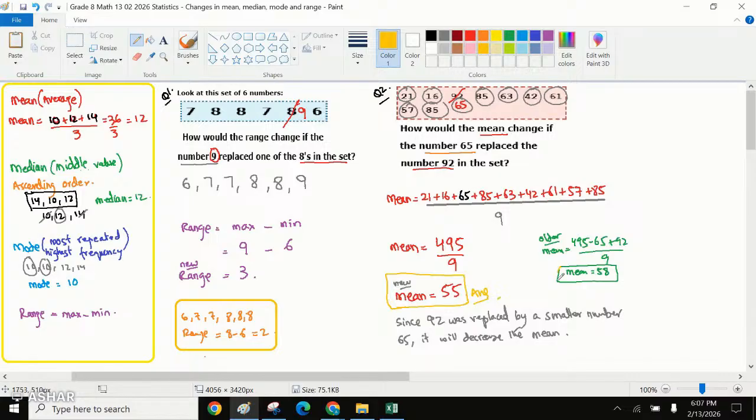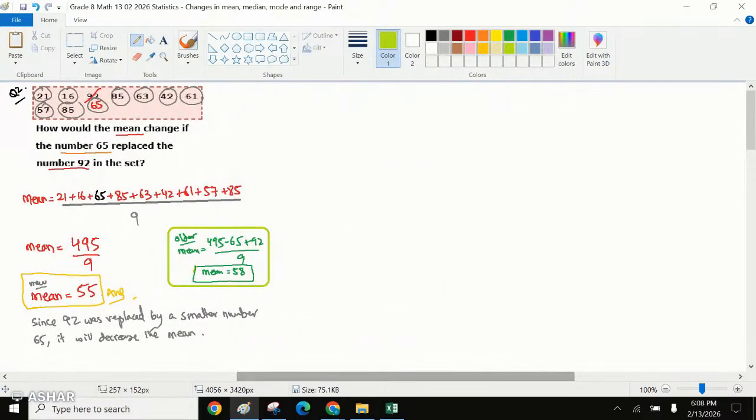I'm just doing this older mean to compare the values so that we would know what impact a number has. If it's lesser than the original number, it decreases the mean. If it's greater than the original number, then it would increase the mean, right? This working for the older mean is just for comparison, okay? Not part of the question.